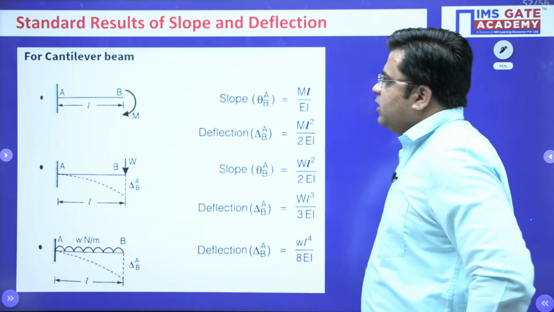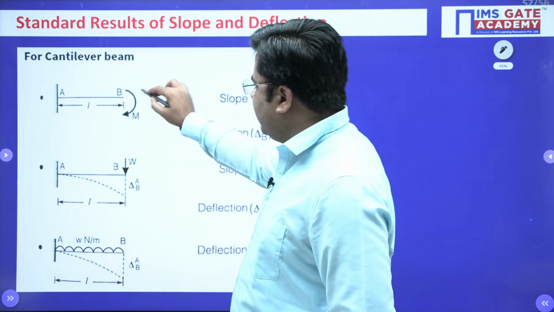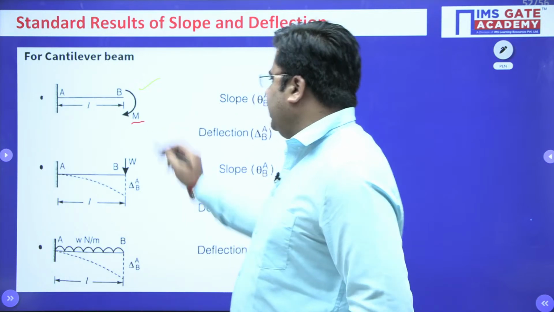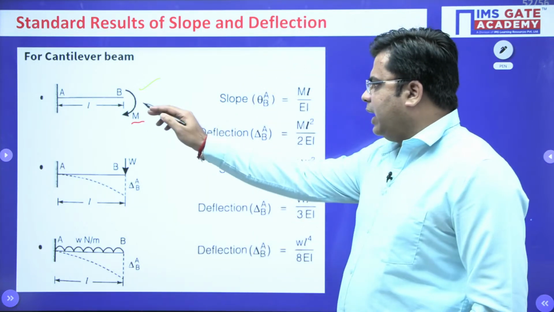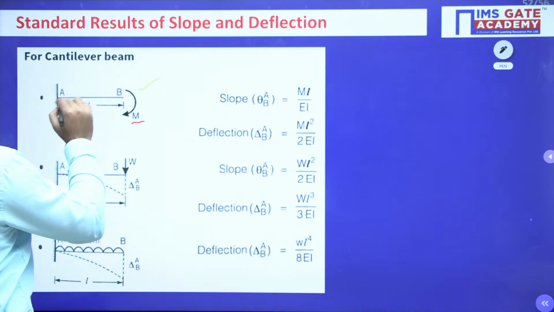Some of the standard results for slope and deflection for simple beams: if you have a cantilever beam, and you apply a moment M at the free end, then the slope developed at B, this beam is going to deflect like this.